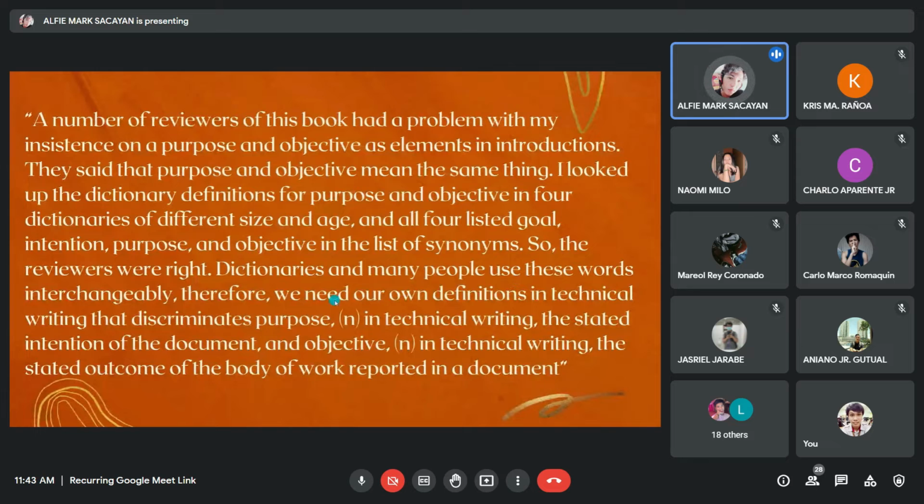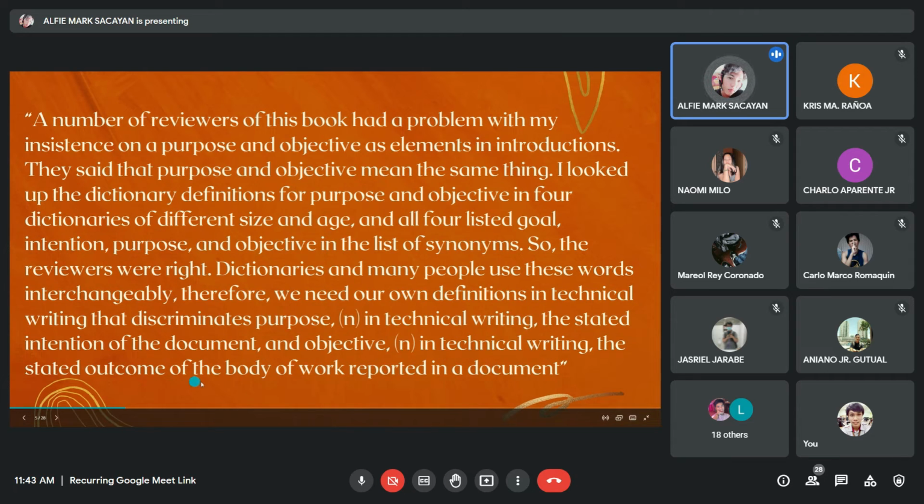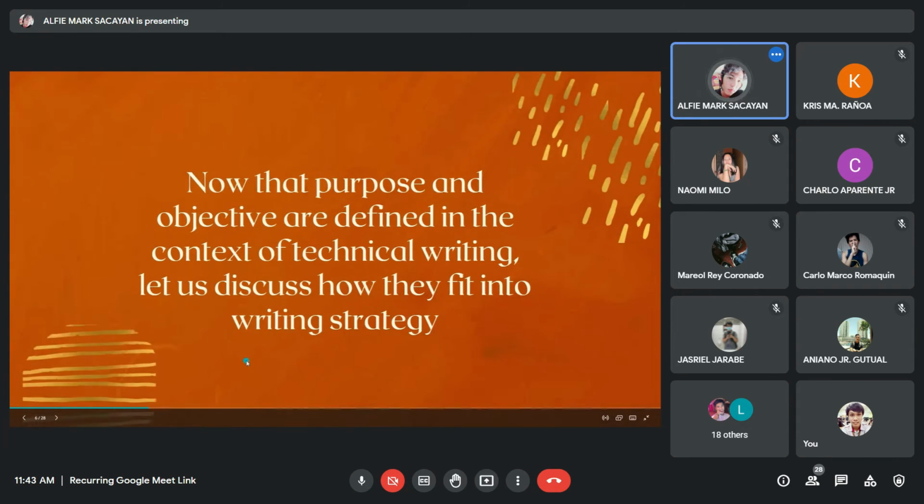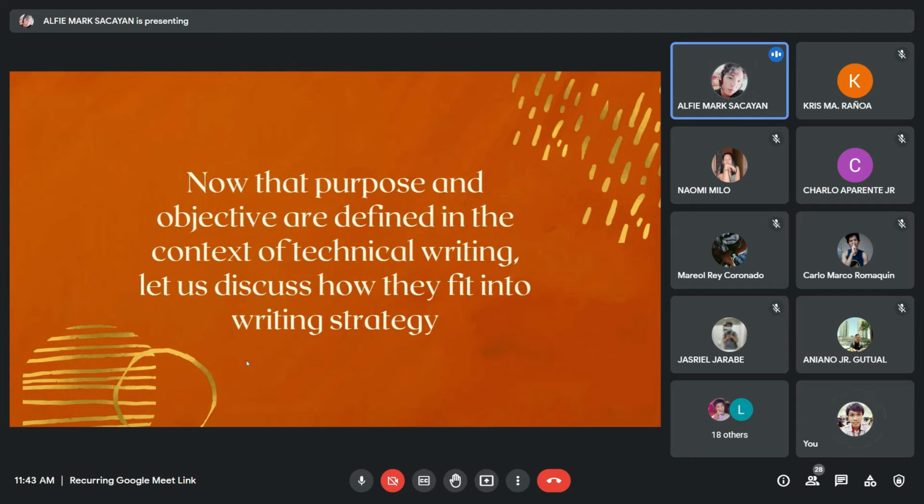But in technical writing, we need to create our own definitions. So, if we are going to define in technical writing what a purpose is, the stated intention of the document is the definition of a purpose. And the definition of objective is that it is the stated outcome of the body of work reported in a document. So next, we now finish defining what a purpose and objective are.